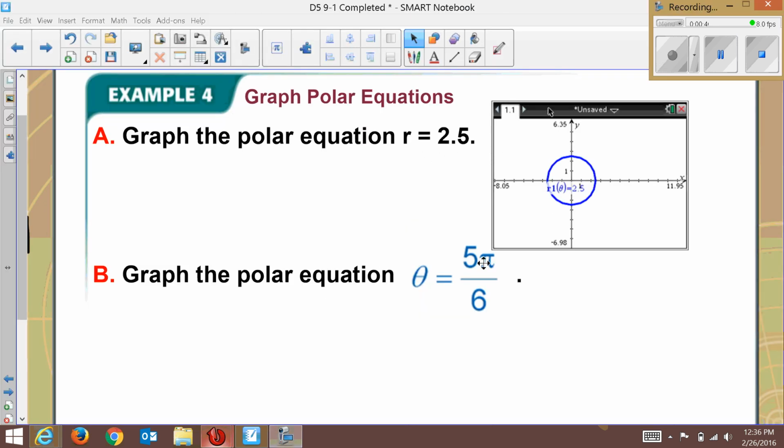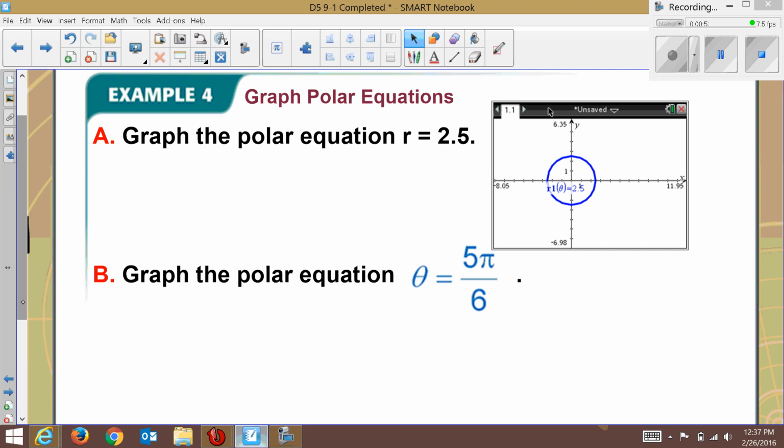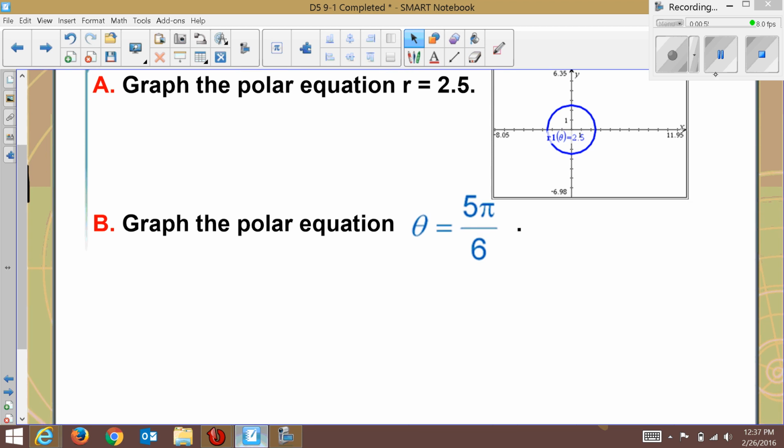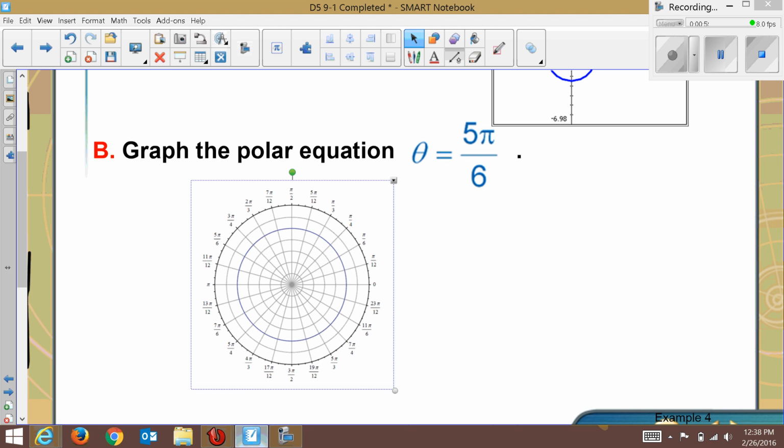Now if I wanted to graph just the angle, let's go back and see what happened. As I look on my calculator now, you can see that there's no place just to type in a theta value. So I don't believe that the calculator knows how to do that. So let me just show you. What this would be is a graph like this, just as a straight line. So it says theta equals 5 pi over 6.